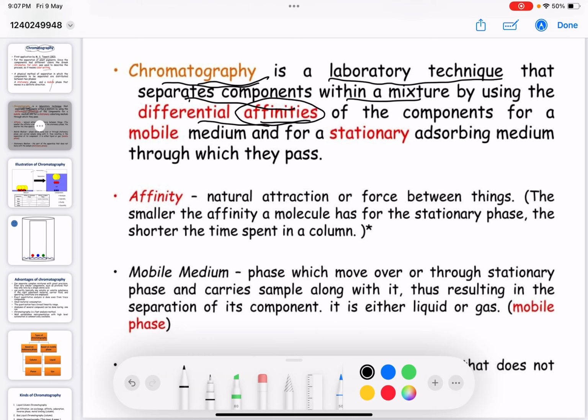Affinity refers to the ability of a compound, any element, or the solute in our solution which we want to differentiate. So we have a mobile medium which flows from one direction to another, and a stationary medium that absorbs, and from where we can detect the presence of the component, right? Here affinity is the natural attraction or force between things. The smaller the affinity a molecule has for the stationary phase, the shorter the time spent in the column, right? As we have understood.